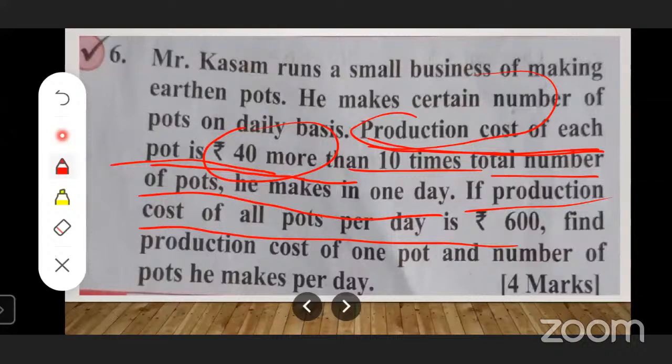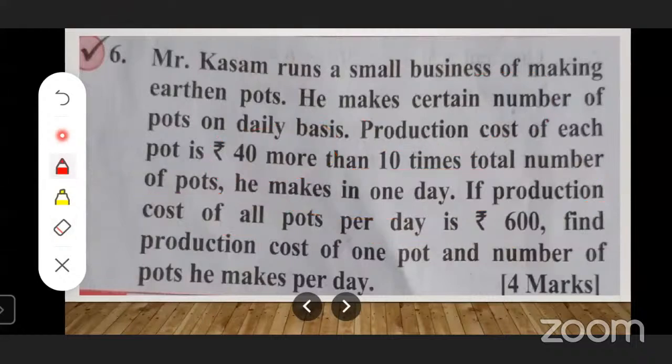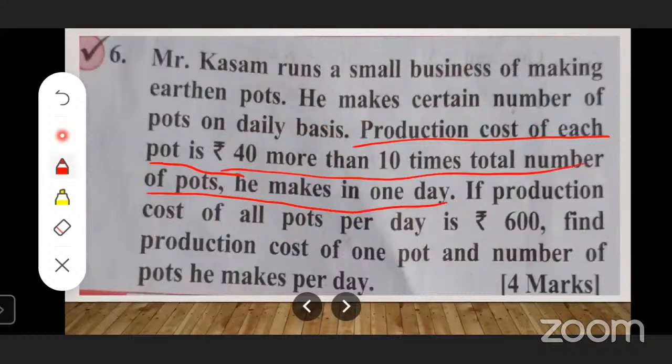Now what is given over here? Production cost of all the pots. In the first line, what have we found out? Production cost of one pot only. In the next line, what is given? Production cost of all the pots in one day. Now if you know the production cost of one pot, you can easily find out the production cost of all pots in one day, right?